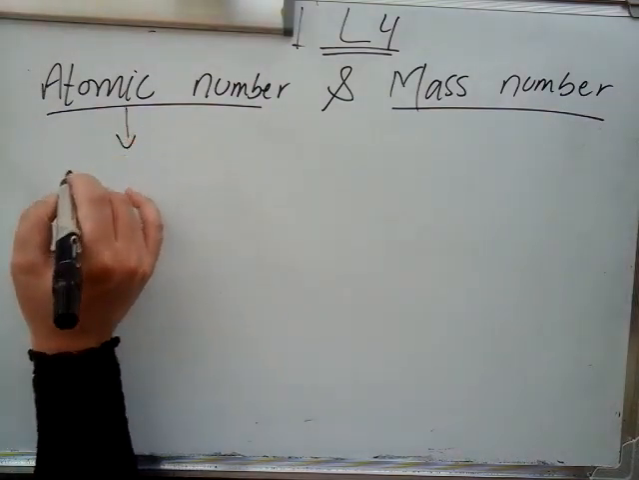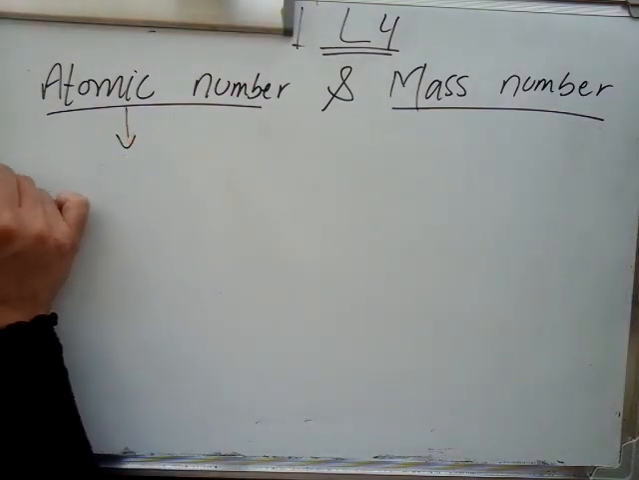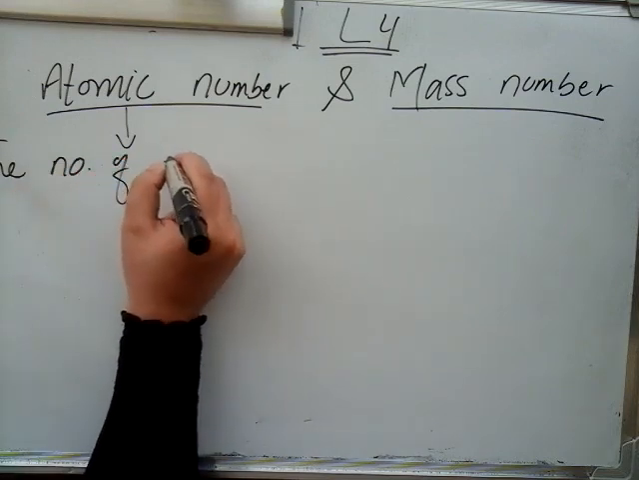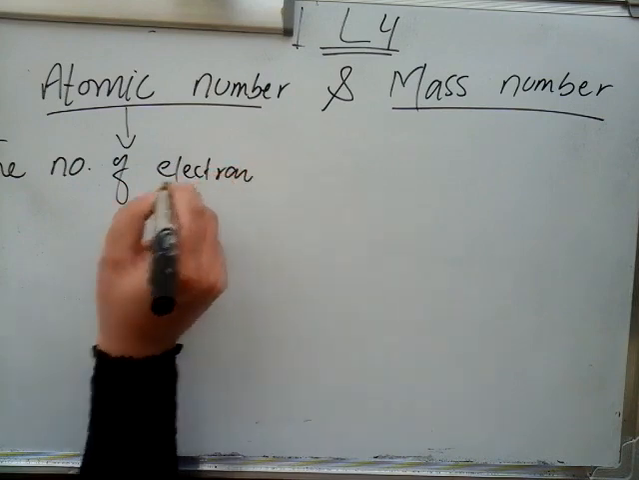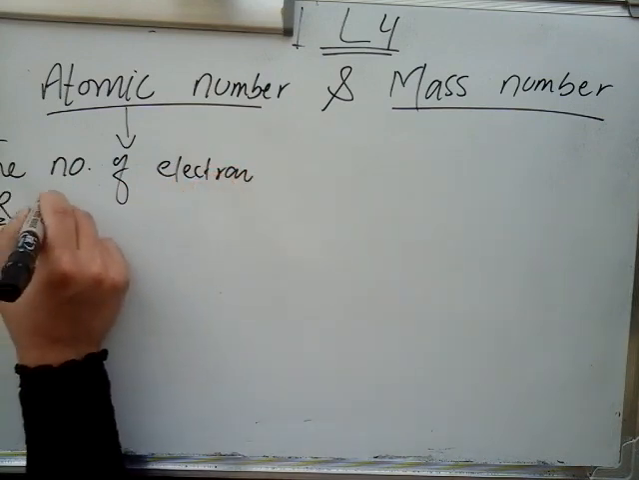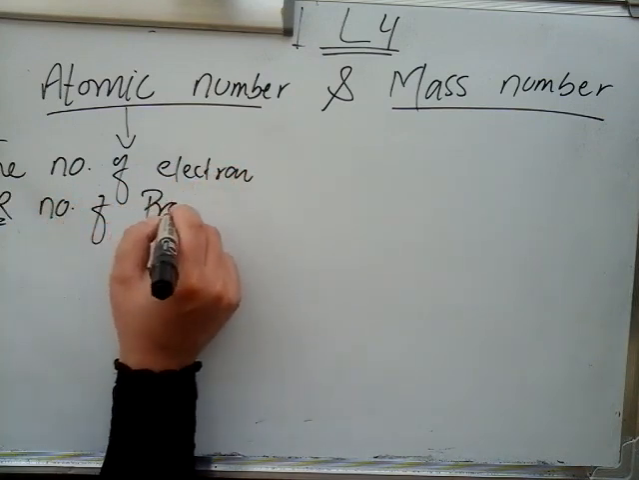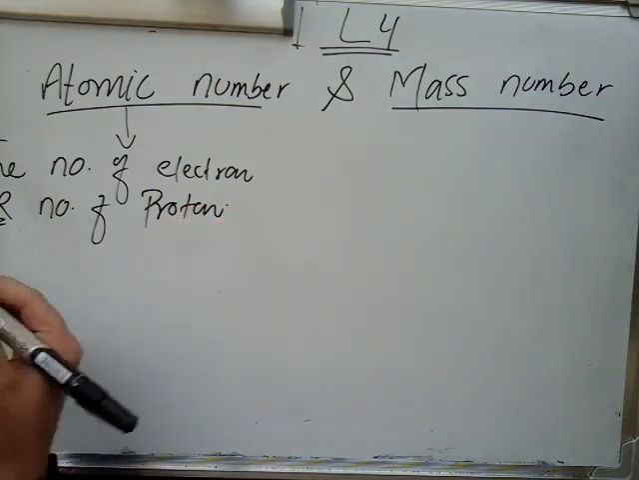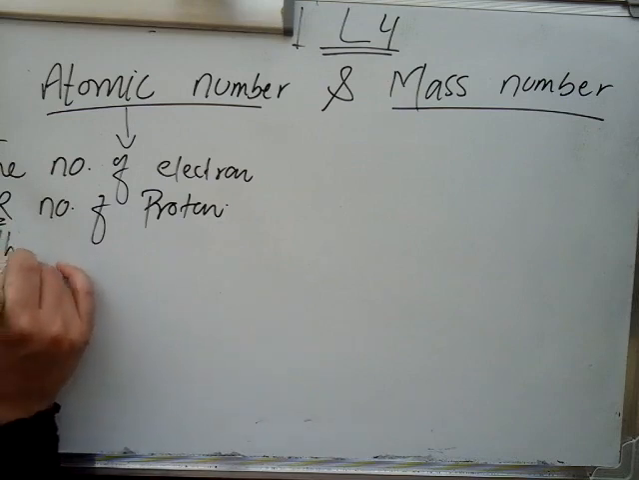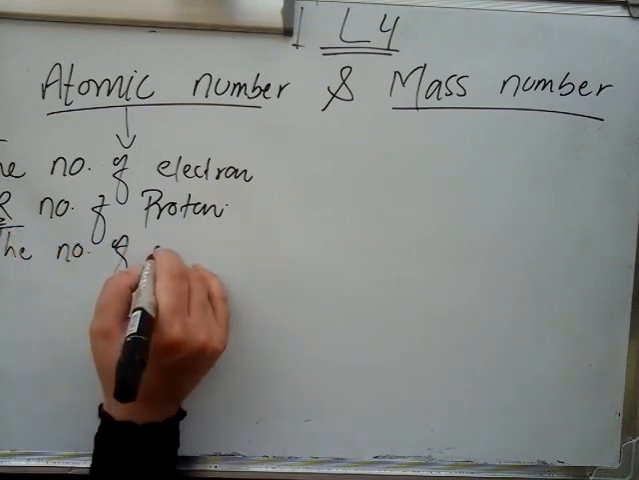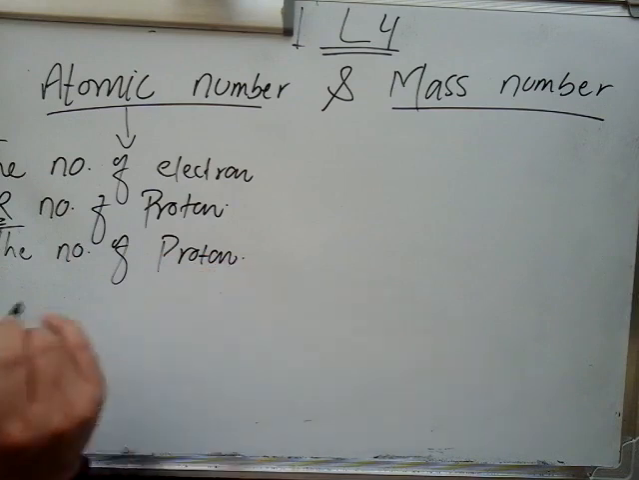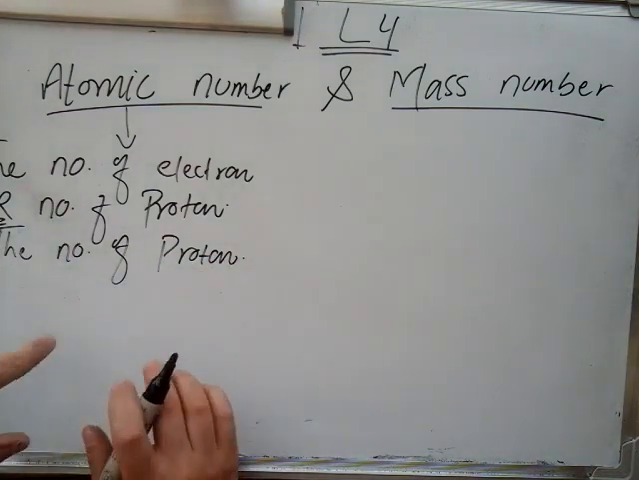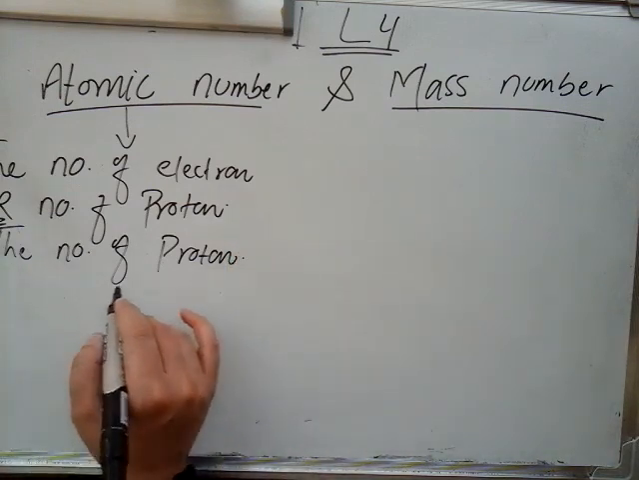I told you earlier that atomic number is the number of, it can be defined as the number of electrons or number of protons. Okay, most specifically it can be defined as the number of protons. Number of protons is called atomic number. Why do we use number of protons? Because we know that the number of electrons and protons are always equal.